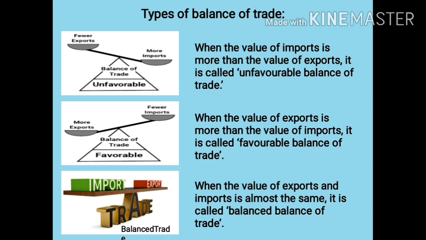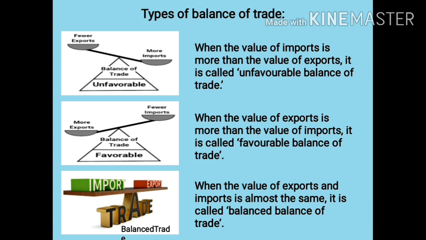First one is unfavorable balance of trade. In this unfavorable balance of trade, the value of imports is more than the value of exports. It is called unfavorable balance of trade. So this unfavorable balance of trade is also called the trade deficit.